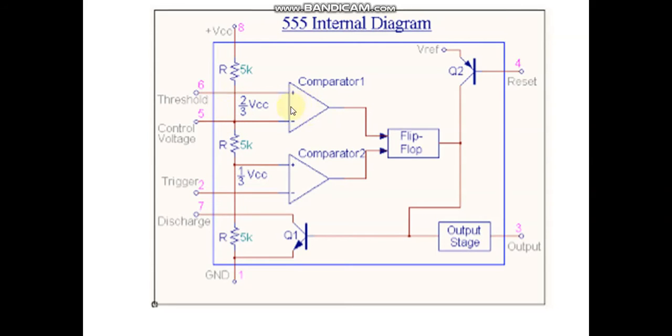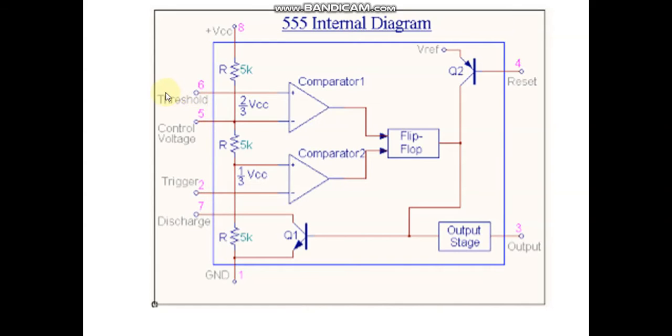If I want to operate this comparator, the threshold has to be given greater than 2 by 3 VCC. And here, if I want to trigger this comparator at the triggering point, I should have a negative impulse, which is less than 1 by 3 VCC. This is the same internal block diagram.